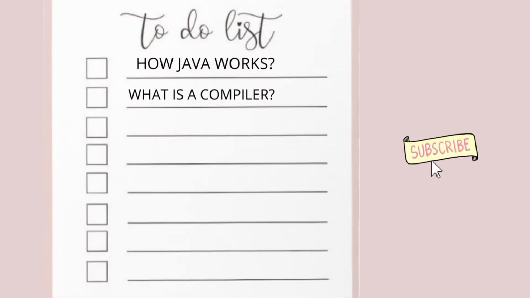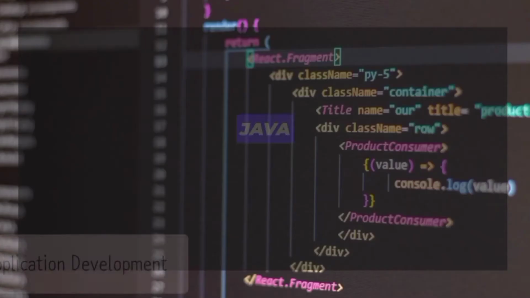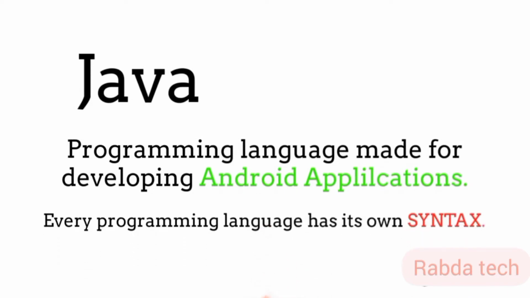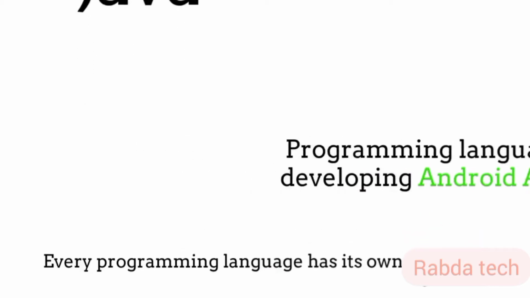Tasks for today's video are: how Java works, what is a compiler, and what is a syntax. Well, let's know what is Java. Well, Java is a programming language made for developing Android applications. Every programming language has its own syntax. Let's know what is a syntax.